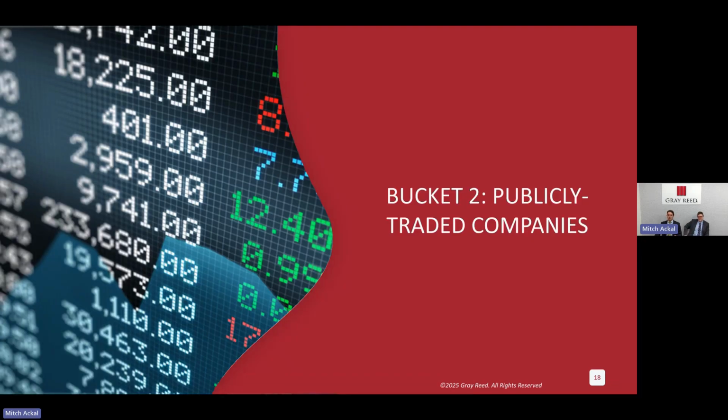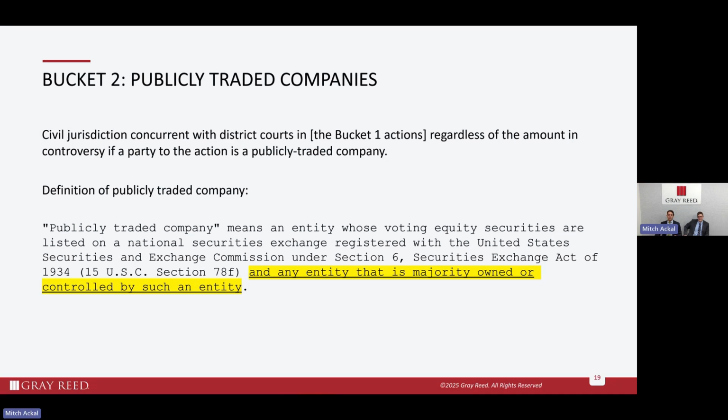Bucket 2 is the exact same thing as bucket 1, except if you're a publicly traded company, you do not have to satisfy the amount in controversy requirement. So all of those seven sub buckets that we just discussed, if the plaintiff is any party of the action is considered a publicly traded company, then you can get into the business court without satisfying the $5 million. What's interesting is the definition of publicly traded companies, which includes any entity that is majority owned or controlled by such an entity.